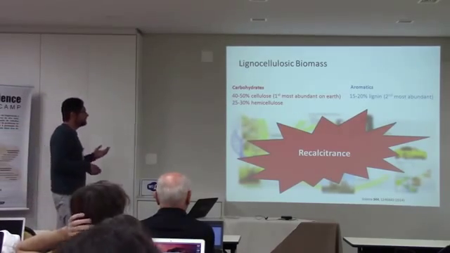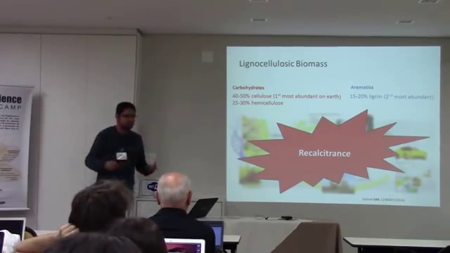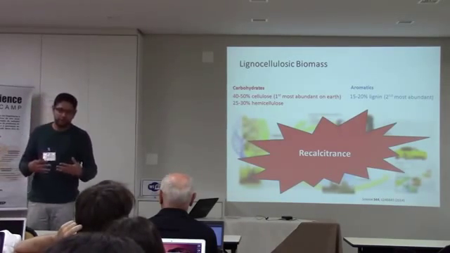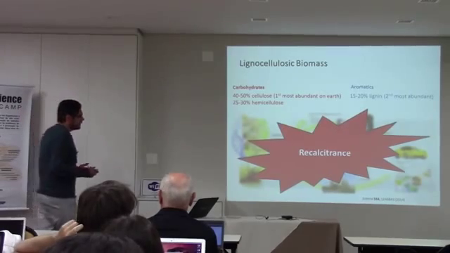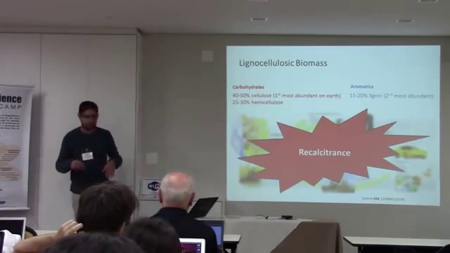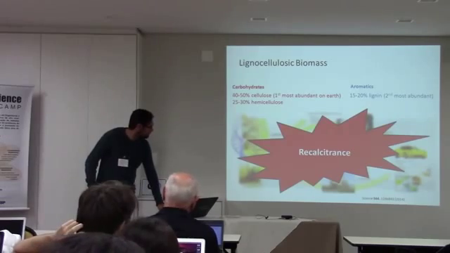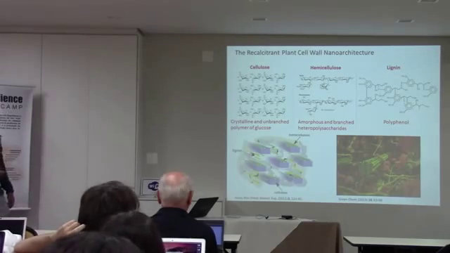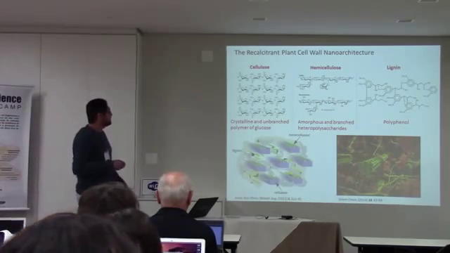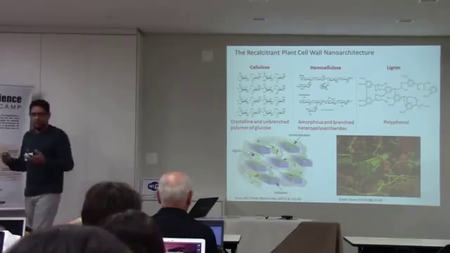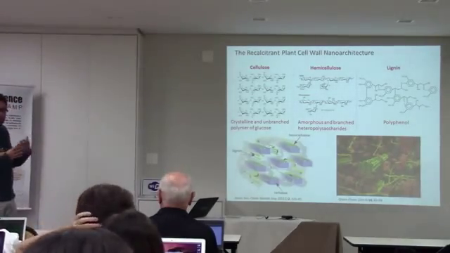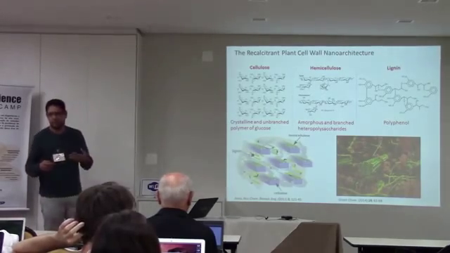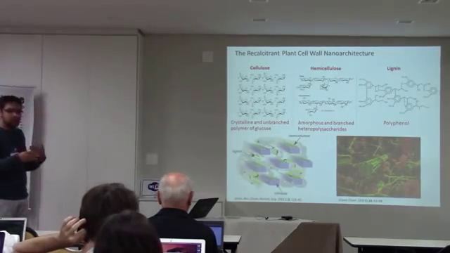So what we're doing is trying to understand the nanoarchitecture of the cell wall so that we can understand what keeps the cell wall so strong to be deconstructed. So it's more from a basic science point of view. The cell wall is composed of cellulose, hemicellulose, and lignin. So you have two kinds of carbohydrates. Basically, you have cellulose, which is assembled in a crystalline structure, which is the most important part of the cell wall, and it creates the backbone of the cell wall.